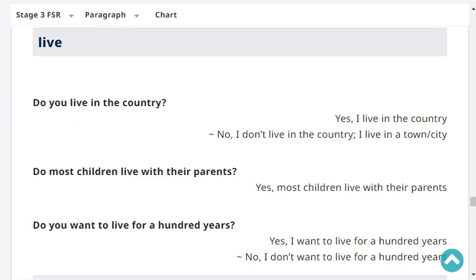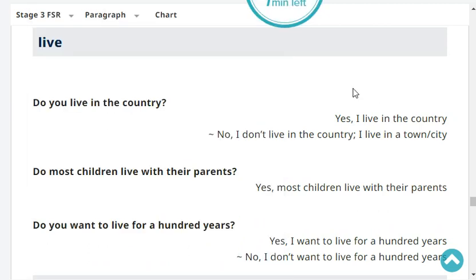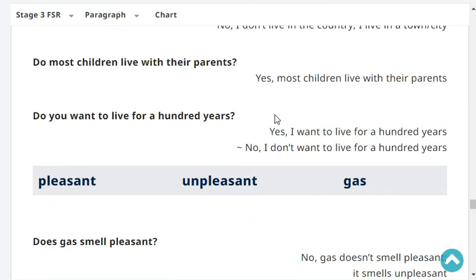Do you live in the country? Yes or no? No, I don't live in the country. I live in a city. Do most children live with their parents? Yes, most children live with their parents. Do you want to live for 100 years? Yes or no? Yes, I want to live for a hundred years. Very good. Okay.